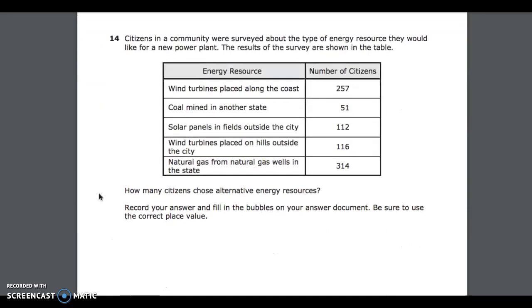Number 14. Citizens in a community were surveyed about the type of energy resource they would like for a new power plant. The results of the survey are shown in the table. Energy resource, number of citizens. Wind turbines placed along the coast, 257. Coal mined in another state, 51. Solar panels in a field outside the city, 112. Wind turbines placed on hills outside the city, 116. Natural gas from natural gas wells in the state, 314.